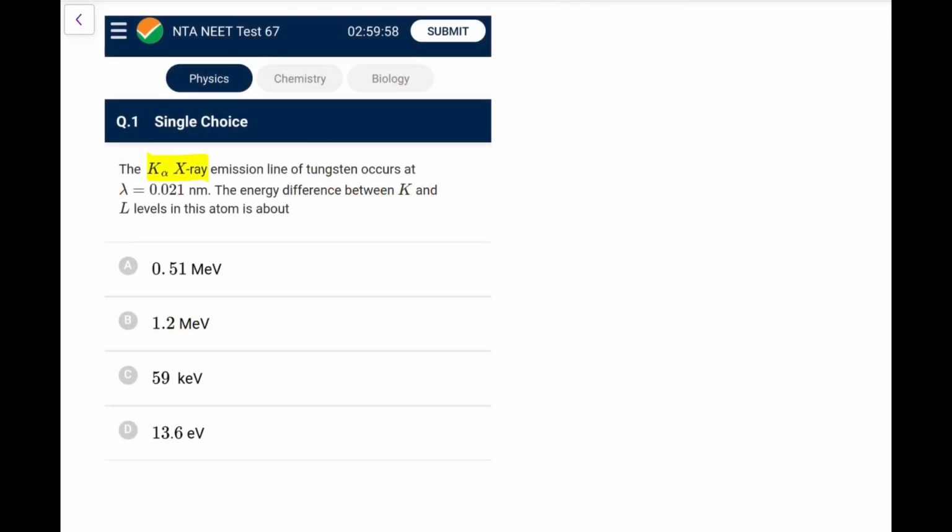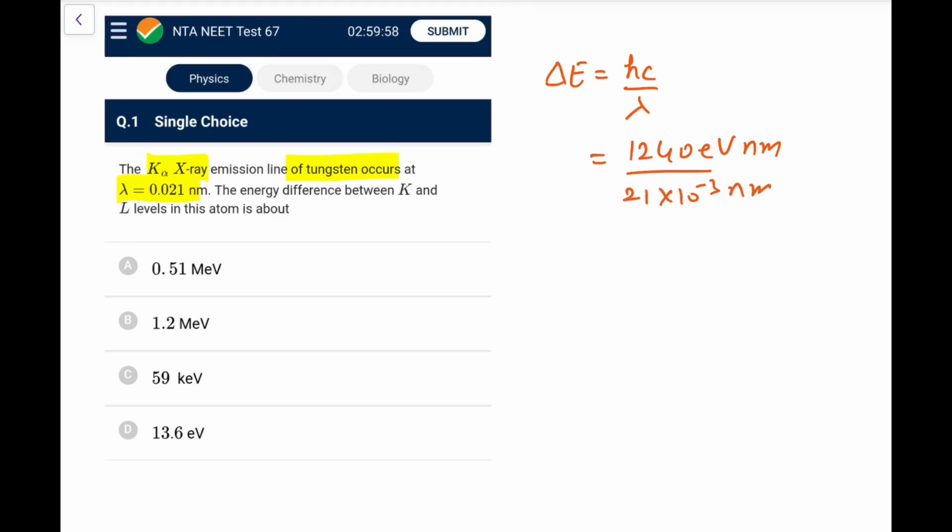The K alpha X-ray emission line of tungsten occurs at this wavelength. The K alpha corresponds to the energy difference between these two levels, K and L. So directly I can say that delta E, the energy of the photon, is equal to hc by lambda. So I can write 1240 eV nanometer, which we usually write, divided by 21 into 10 to the power minus 3 nanometer.